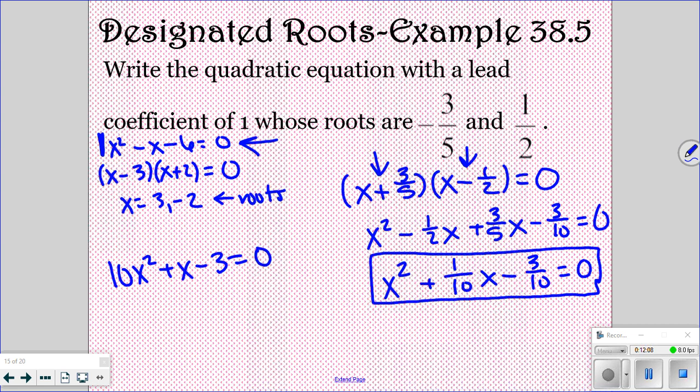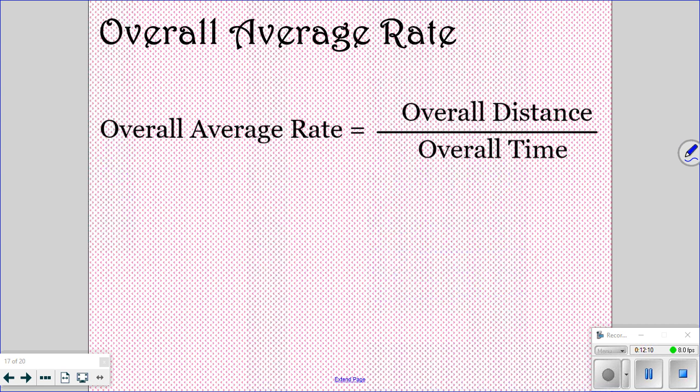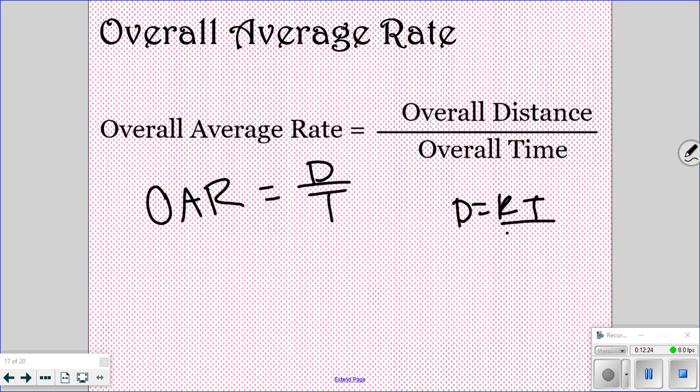Okay, so now we're going to look at overall average rate. Overall average rate is the total distance over the total time. Distance equals rate times time, and if you divide by t, rate is distance over time. So it's that same formula, but we're looking at overall average rate. So let's look, we have 2 examples to look at.